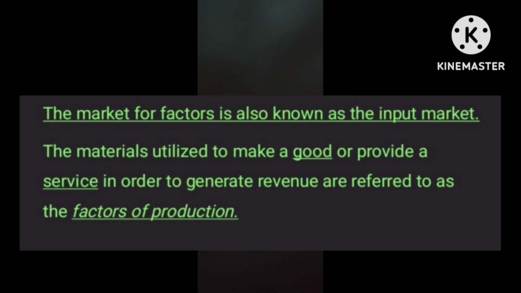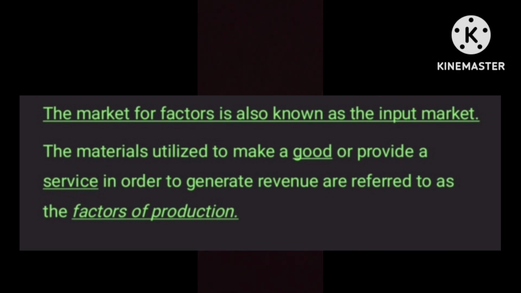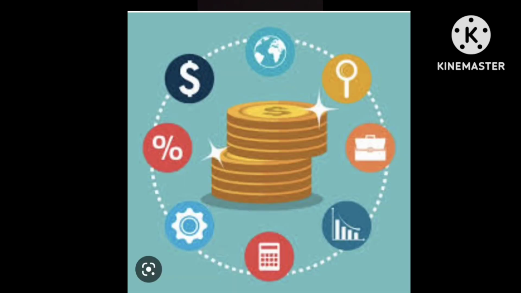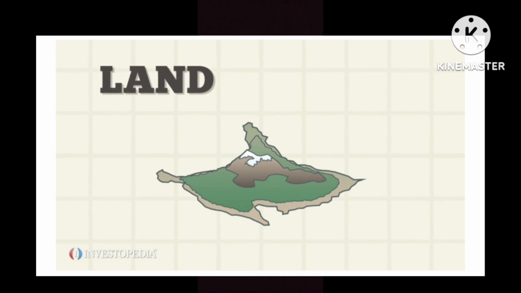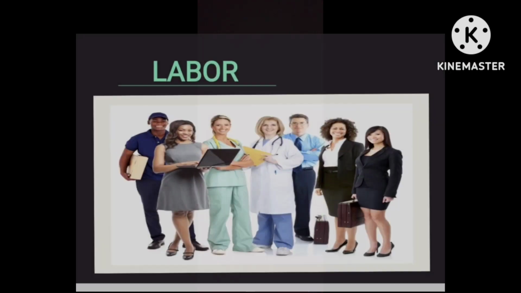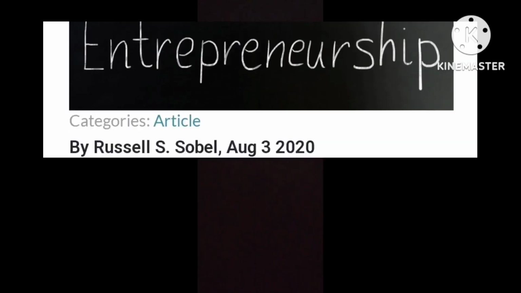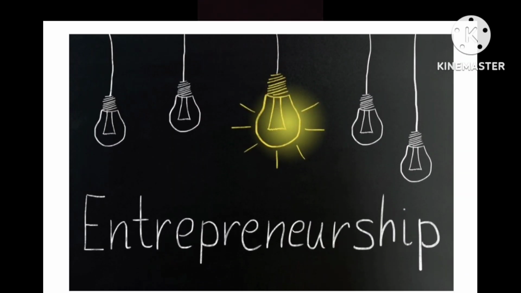The materials utilized to make a good or provide a service in order to generate revenue are referred to as the factors of production. In a market economy, there are 4 production factors. First, land. Second, labor. Third, capital. And fourth is entrepreneurship.